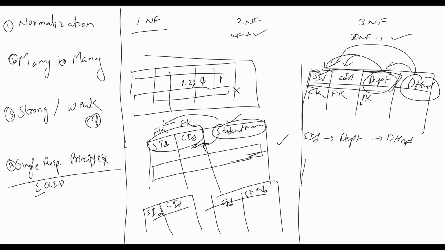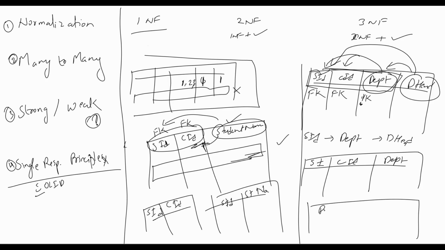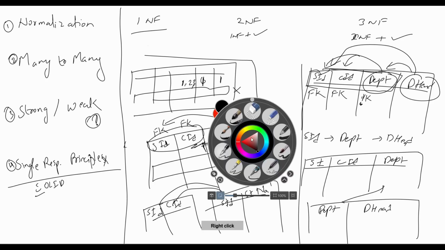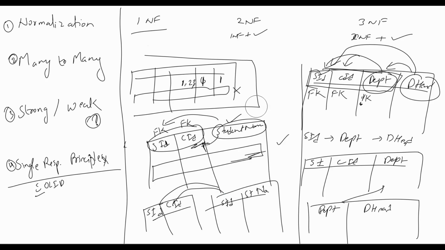Again for this we need two tables to define it. We have SID, we have CID, we have the department, and the other one where we have the department and the department head, as an association between these two, just how here we had the SID and SID from other tables. So that's how normalization works.